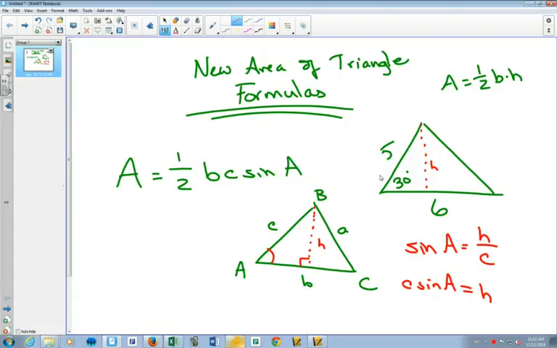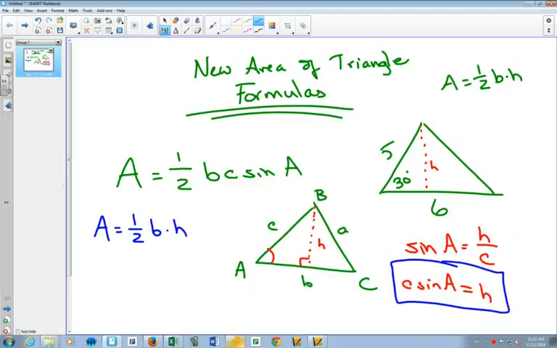So now if we think about our old formula was 1/2 base times height, and b is the base that I drew in our picture. But now instead of writing height, since the height is equal to c sine A, we can just substitute that in.